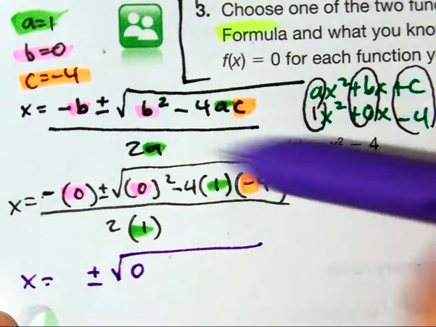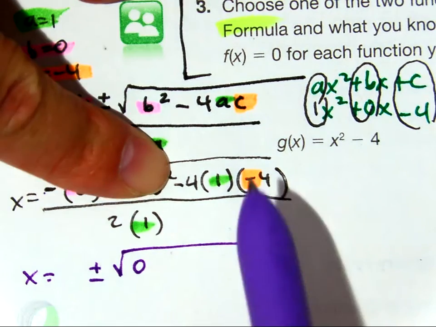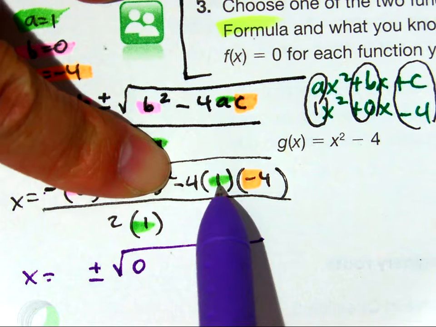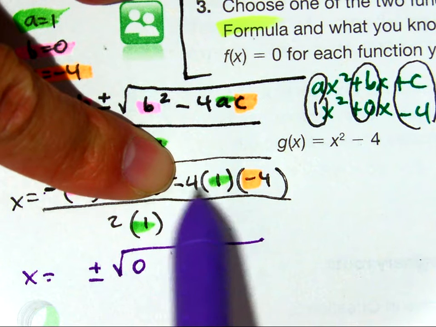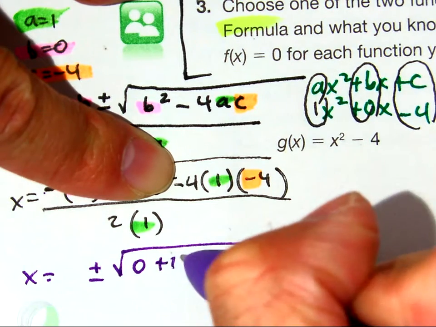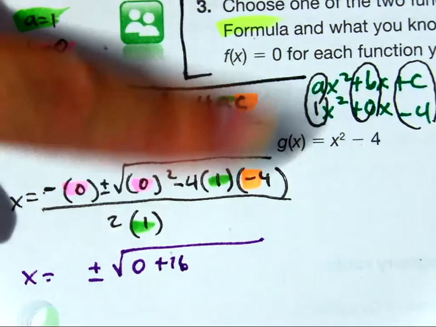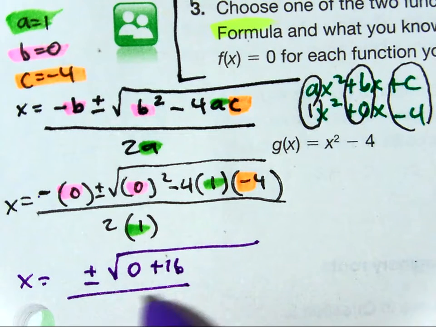Okay, this next part is the hard part for students, so I think of it as just like a simple problem. Negative 4 times 1 is what? And negative 4 times negative 4 is positive or negative? So I'm going to write plus 16 here. So you just multiply all of those. All over 2.